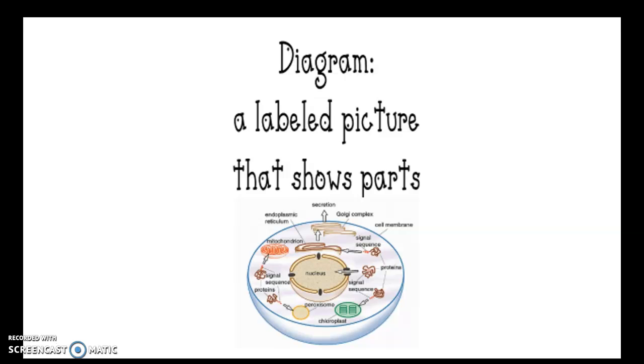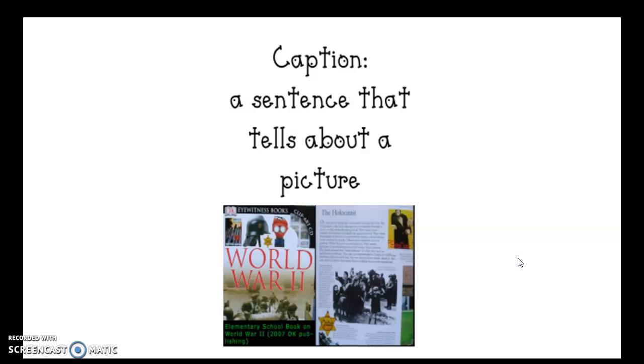But a diagram is a labeled picture that shows parts. So this is a cell in science. You will learn about this as you get older, but there's all kinds of parts in it, and it's all labeled, okay? So it's a picture where they label the parts. That's a diagram. All right, so then sometimes you have captions.